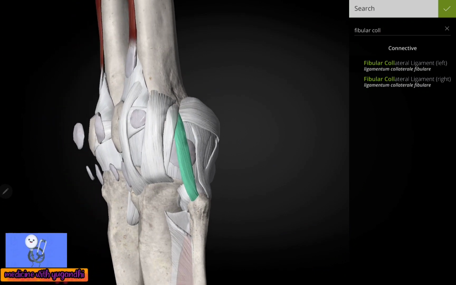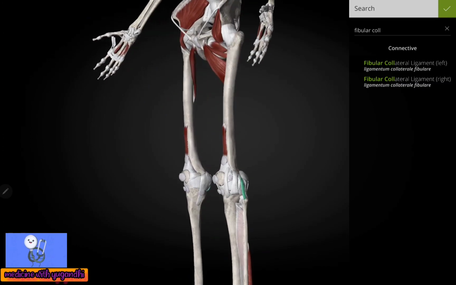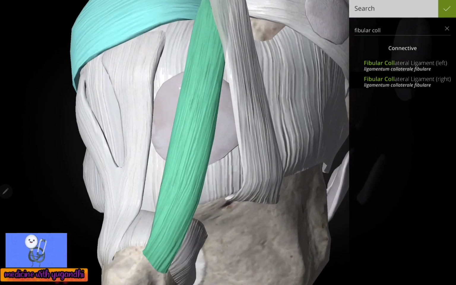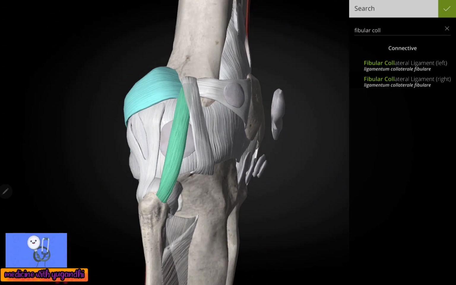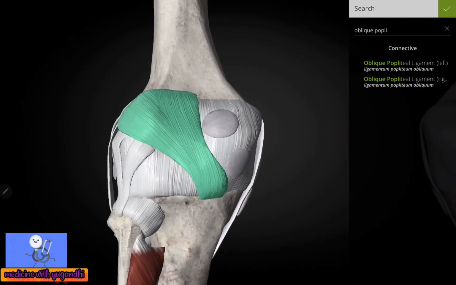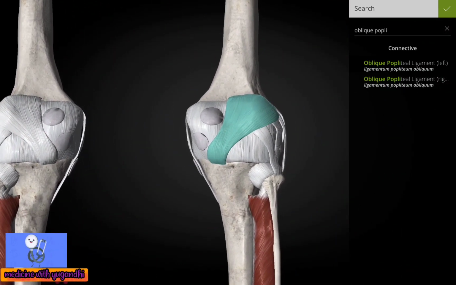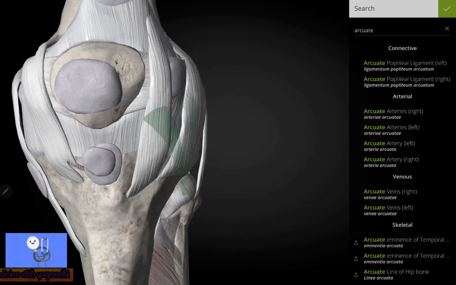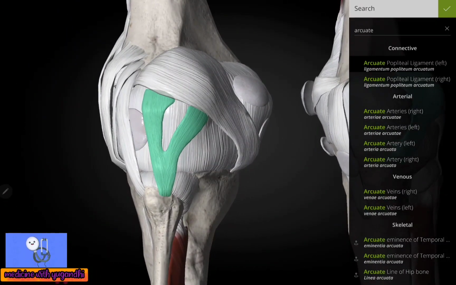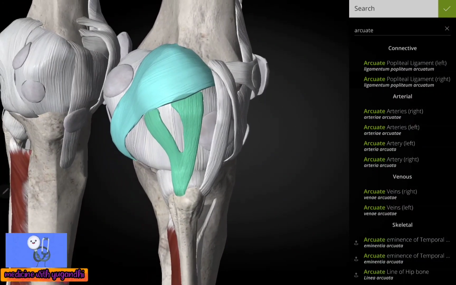The next ligament is the fibular collateral ligament. Here you can see this is the fibular collateral ligament on the left side, and this is the fibular collateral ligament on the right side, this green shaded one. The next ligament is the oblique popliteal ligament. Here you can see this is the oblique popliteal ligament on the left, and this is the oblique popliteal ligament on the right side. Coming to the next ligament, the arcuate popliteal ligament. Here you can see the arcuate popliteal ligament on the left side, and this is the arcuate popliteal ligament on the right side.